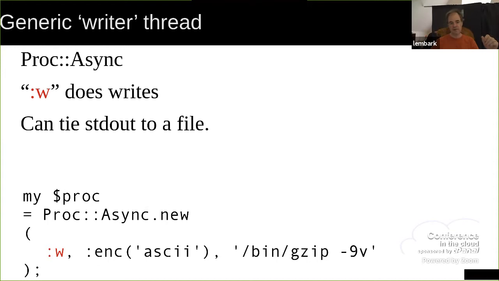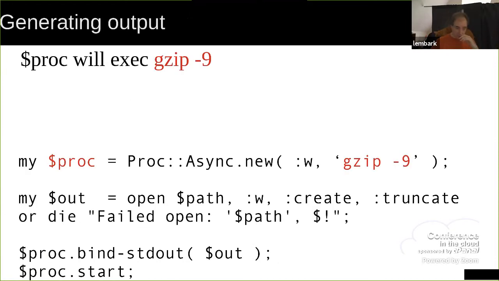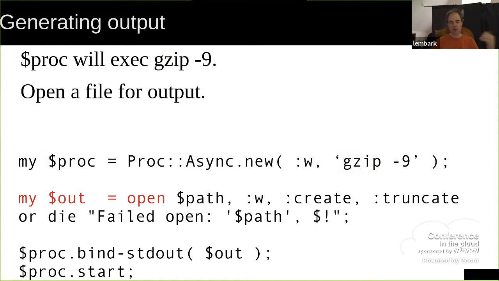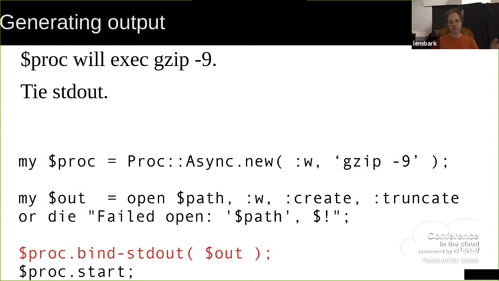I can do that here with a proc async. And I take gzip. This here runs a gzip. I can open an output file. Here's where I bind the standard out, and then I start it. No forks, no execs, no funny logic.